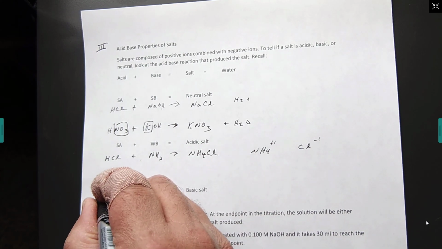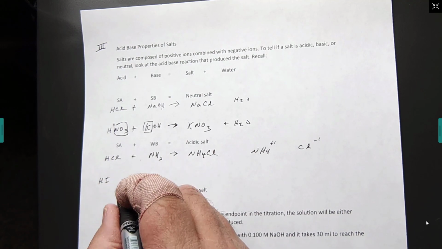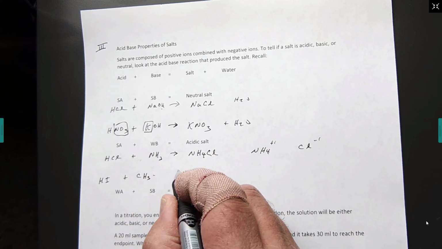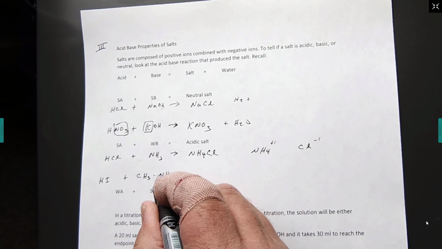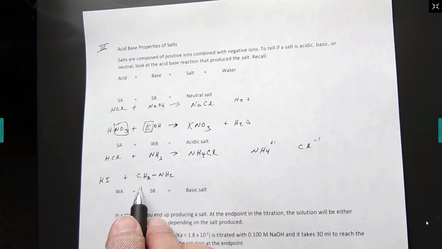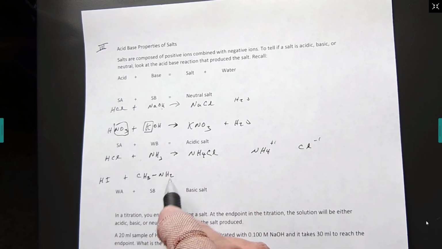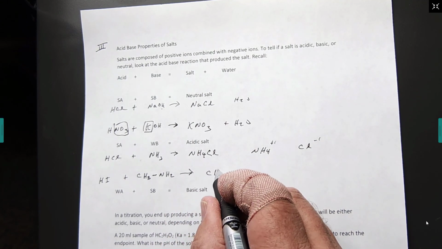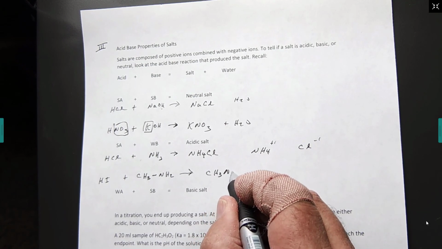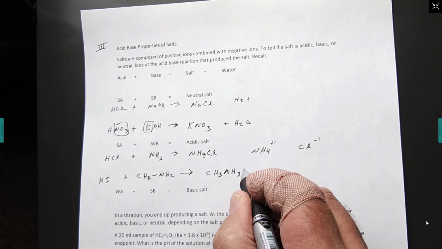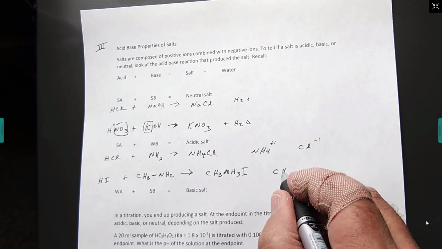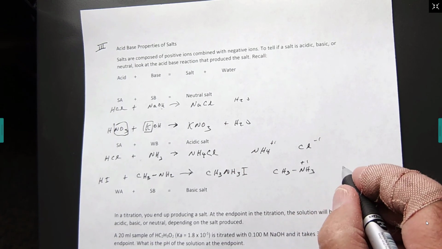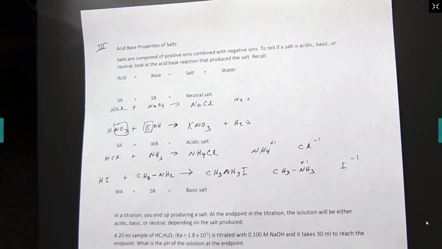Let's say we took the strong acid, hydroiodic acid, and we combined it with, say, an organic amine like methylamine. So this is methylamine. It's going to transfer a proton over here, and we're going to get methylammonium iodide. It's going to be CH3NH3I, which is really the methylammonium ion combined with the iodide ion.